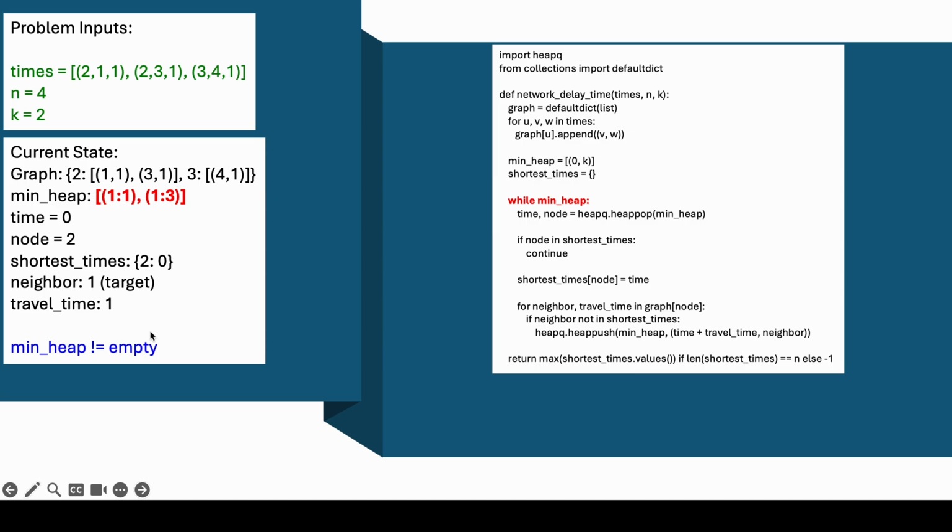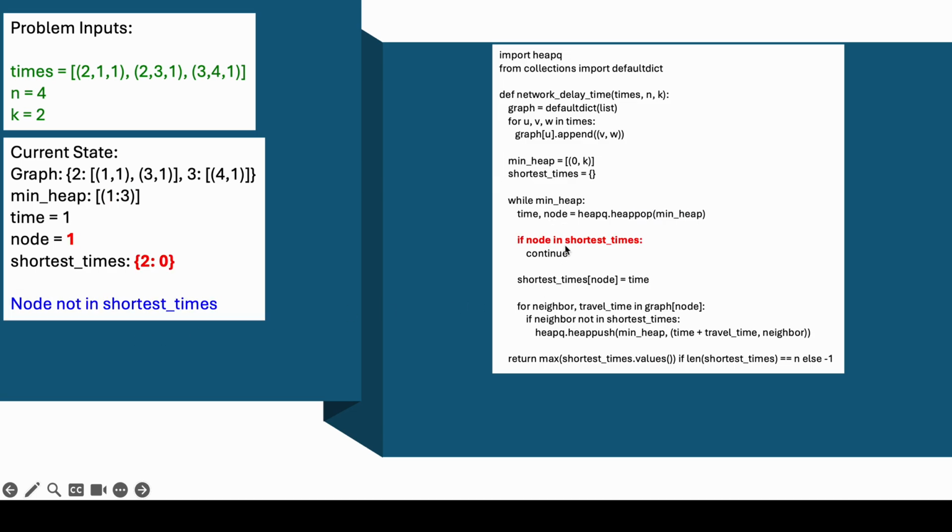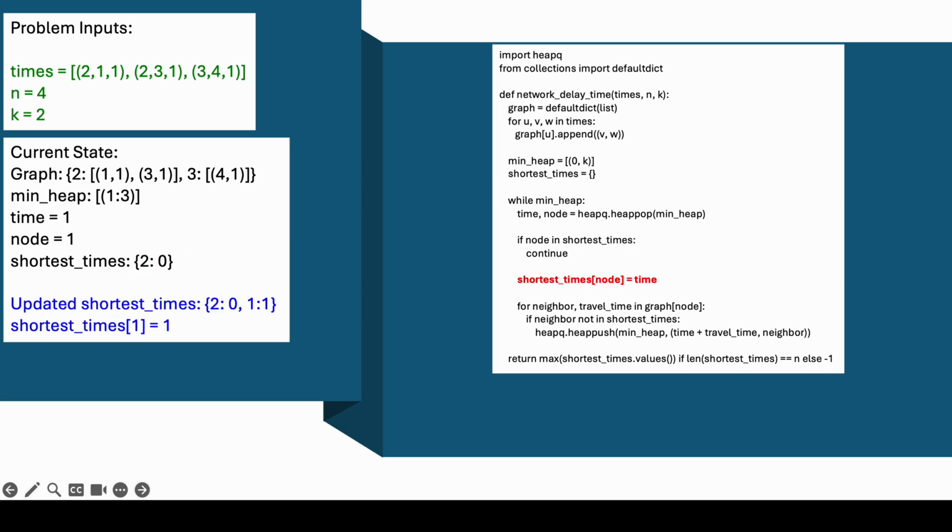And now that we're done processing that, we're going to go back to the min heap, and we know that it's not empty. And in this case, since it's a priority queue, we're going to take out 1, 1, which is what's happening here. We're going to pop 1, 1, time will be 1, node will be 1. And we know that node is not in shortest time, as you can see here, since we haven't processed it before. Our shortest time is now going to be initialized: 1, 1, as we had node 1, time 1.